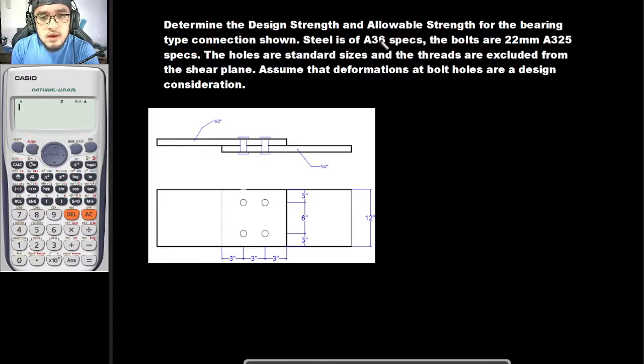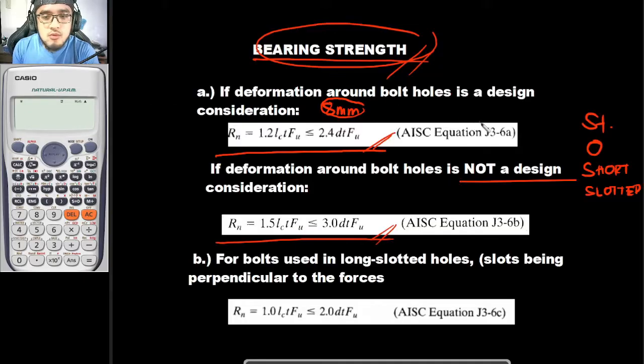Steel is to be of A36 specification and the bolts are 22 mm A325 specifications and the holes are standard sizes. So the holes we will use here are standard size holes. And the threads are excluded from the shear plane and we are to assume that deformation at bolt holes is a design consideration. As you can see here, it says the deformation is a design consideration, meaning we would be using this formula right here at the top.